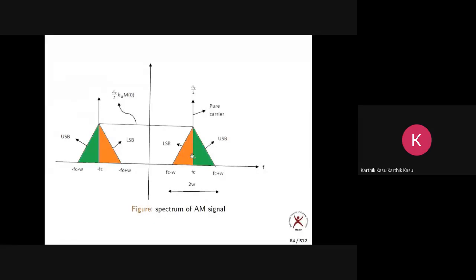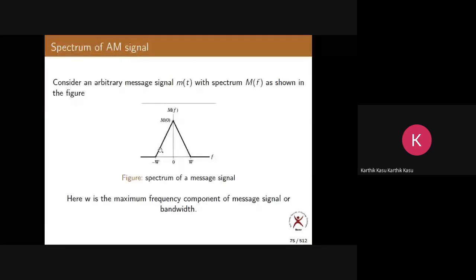Now this is M of F minus FC, and this is M of F plus FC. These two are impulses at FC and at minus FC. This is the amplitude of this spectrum: AC into Ka by 2 M of 0. To be specific, this is shifted by FC to the right side, and again it is shifted to the left side by FC. Agreed or not? Yes, sir.